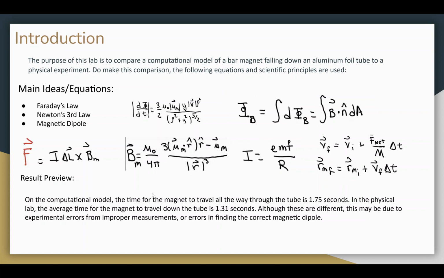And on the computational model, the time for the magnet to travel all the way through the tube is 1.75 seconds. In the physical lab, the average time for a magnet to travel down the tube is 1.31 seconds. And although these are different, this might be due to experimental errors from improper measurements or errors in finding the correct magnetic dipole in Lab 4.